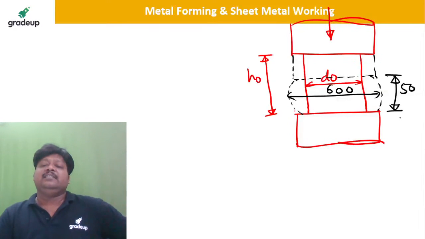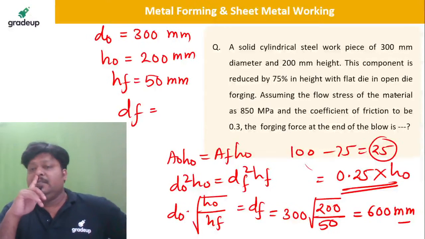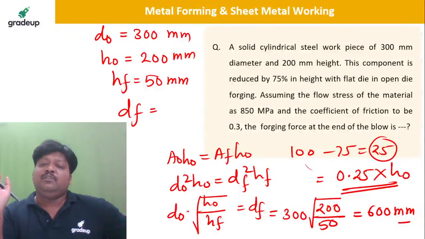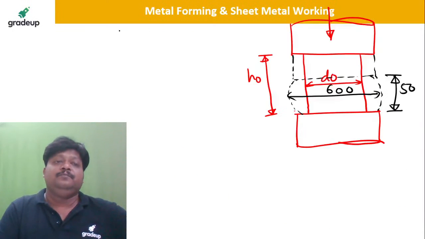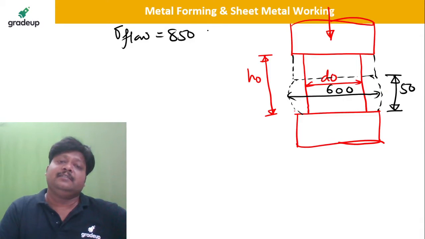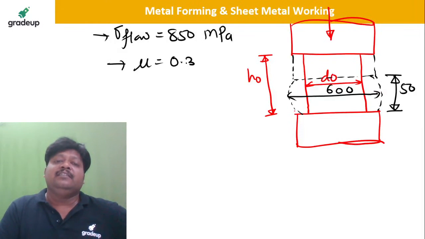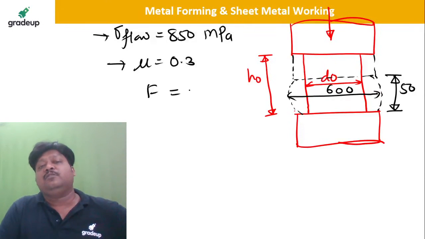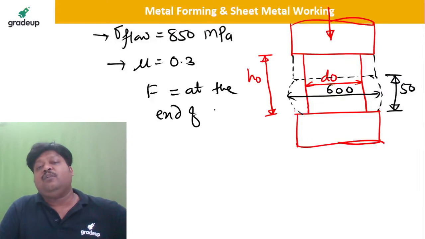Very nice. So what they are saying, okay, assuming the flow stress of the material 850 megapascal, sigma flow 850, and what they are asking or saying that the coefficient of friction mu is equal to 0.3, then the force at the end of the stroke, at the end of the stroke.